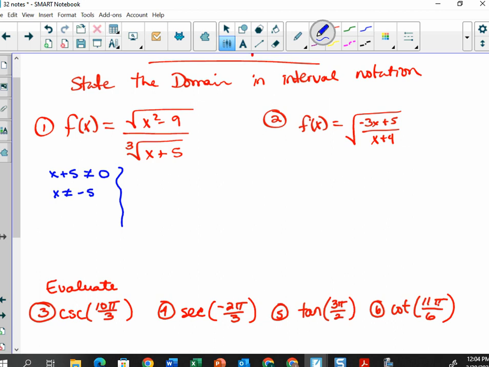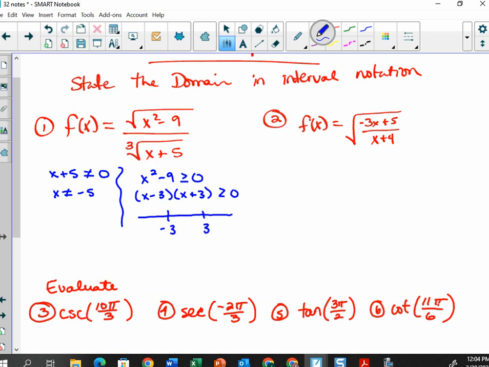Okay. Then the numerator, the x squared minus 9. That needs to be greater than or equal to 0. We factor. We make a number line. Some of you are putting the -5 on your number line and it's messing you up. Think of them separately until the end. So I'm going to have -3, 3.